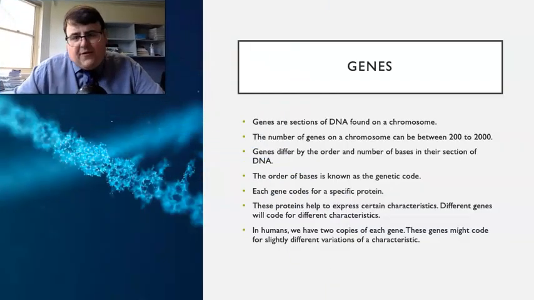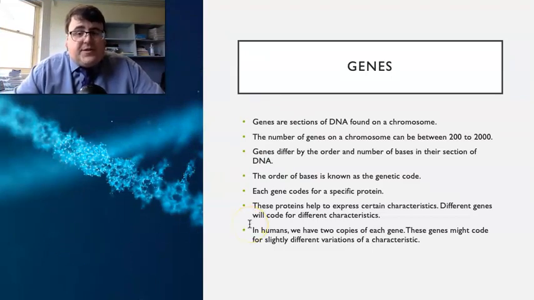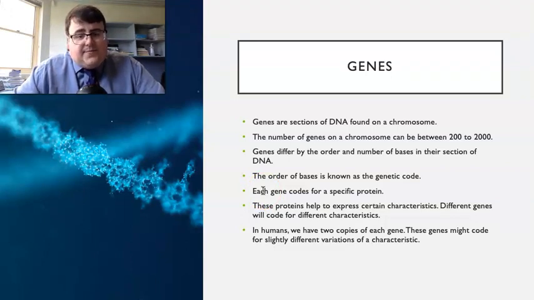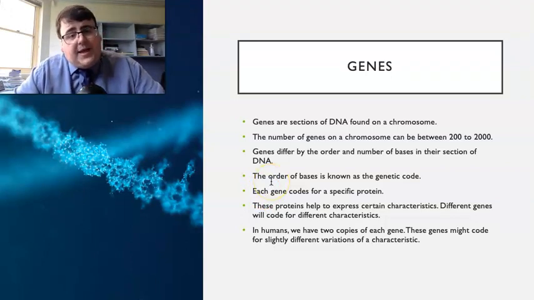Genes, I'm using that word a lot. What actually is a gene? Well, genes are a section of DNA found on a chromosome. Generally, there are about 2,000 genes on each chromosome, so genes are just one small section. Genes can differ by the order and the number of bases, guanine, adenine, cytosine, thymine, that are in that DNA. The order that those bases appear in is called the genetic code. And each gene will code for a specific protein.